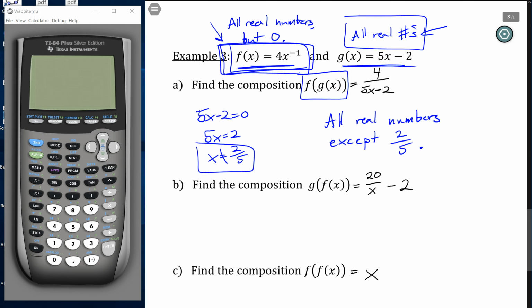Okay, let's take a look at B. Ooh, we're almost done. Okay, like I said, we need to look at the domain of the input function. We know that that's all real numbers but 0. So I'm just looking at f, all real numbers except 0, because I'm looking at the domain of the input function. Now I need to look at the domain of the function as a whole.